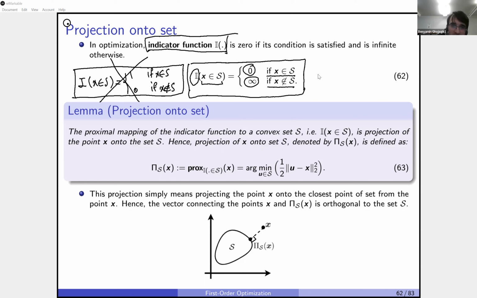Do you know why? Can someone tell me, why do you think we have such a thing in optimization rather than this one? Can you please give me your guesses?